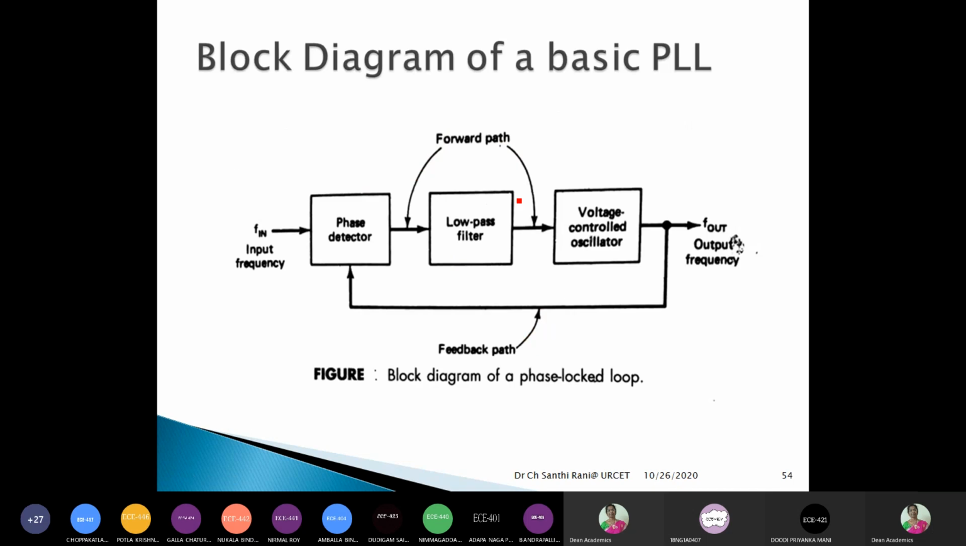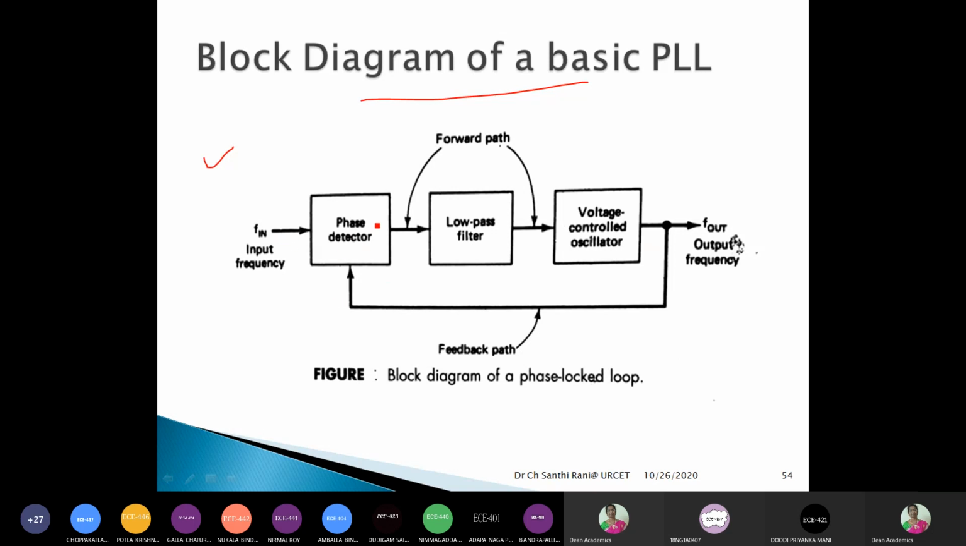Let me show you this block diagram of the basic phase locked loop, or PLL. Both are the same, the circuit which I have shown just now and this block diagram. Here you can observe what is F out, what is F in, and all that. This diagram is from Ramakant Gaikwad, and the previous one is from Rai Chaudhary. Whichever is convenient to you, you can learn and reproduce in the examination. Both the concepts are the same.